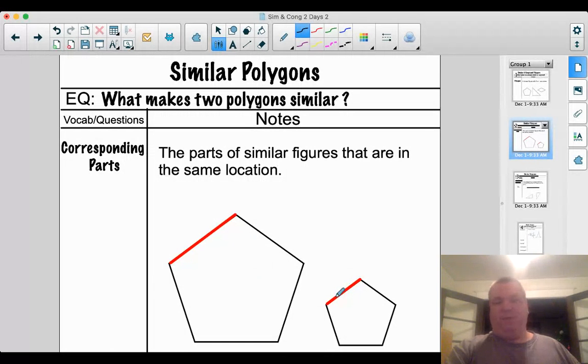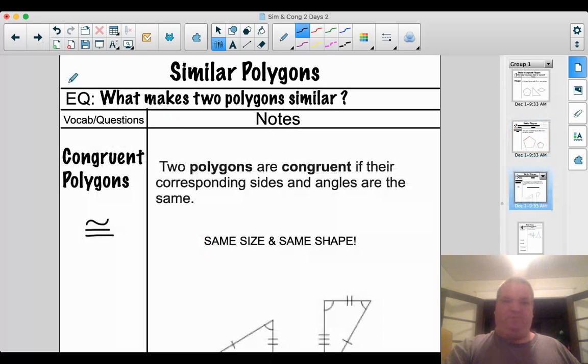It's important to note though that we might take this shape and twist it and rotate it around so it's not sitting this way. These would still be corresponding parts, right? So you've got to line things up in your head visually a little bit to see, if they were facing the same way, what would match up with what. Okay, we'll get some practice with that as we go along.